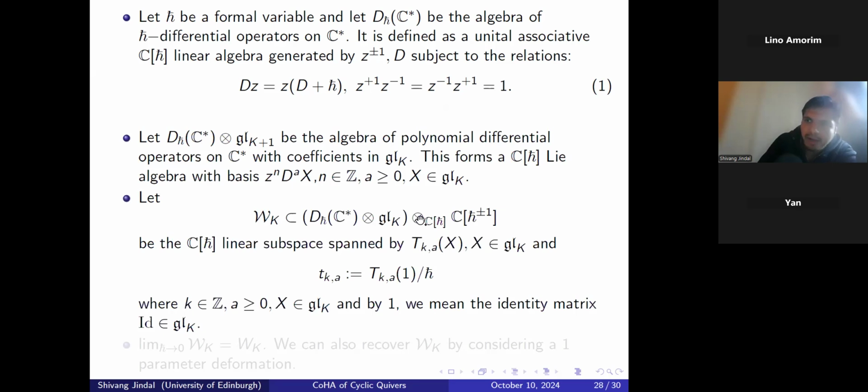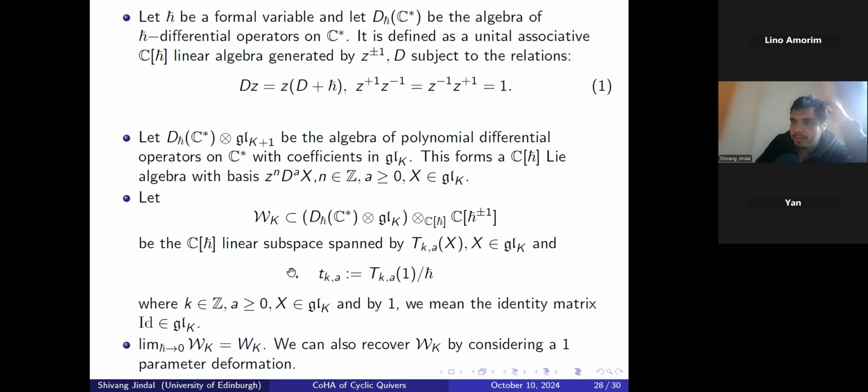Now you can define another kind of integral form of this Lie algebra. You take a subspace where you have the original generators, t_{k,a}(x), where x is in gl, and you take the other generators, the small t_k, divide them by h, and take the linear subspace generated by these. Then the central limit of this is exactly the Lie algebra which we were considering before.